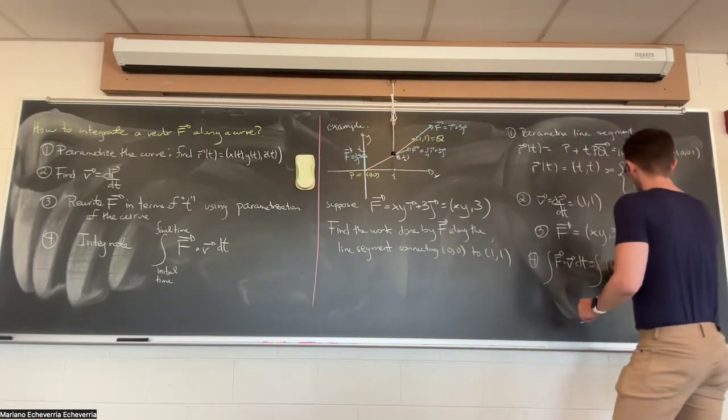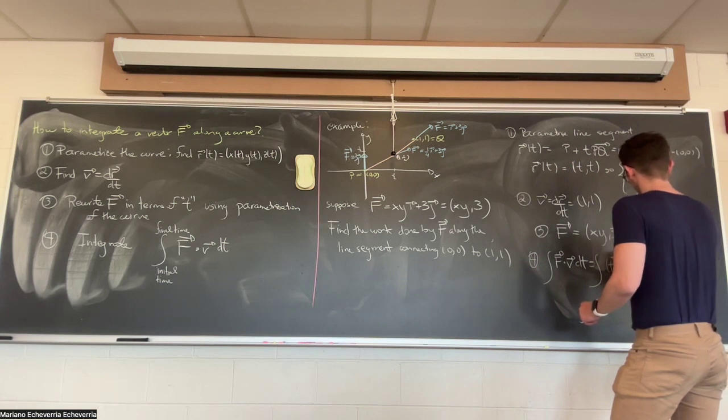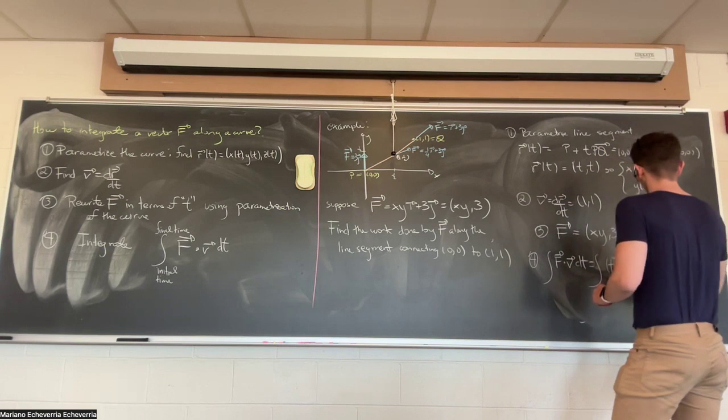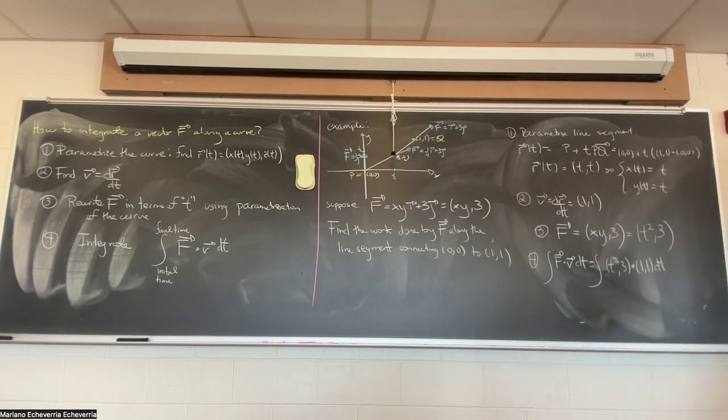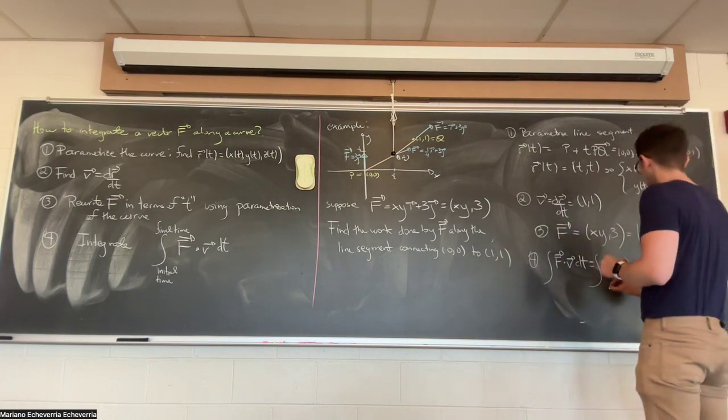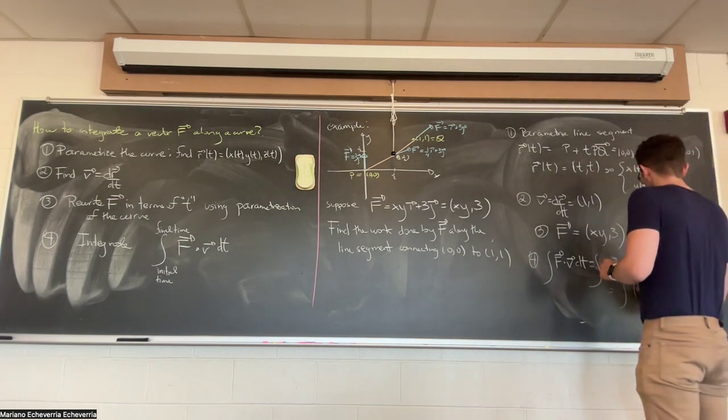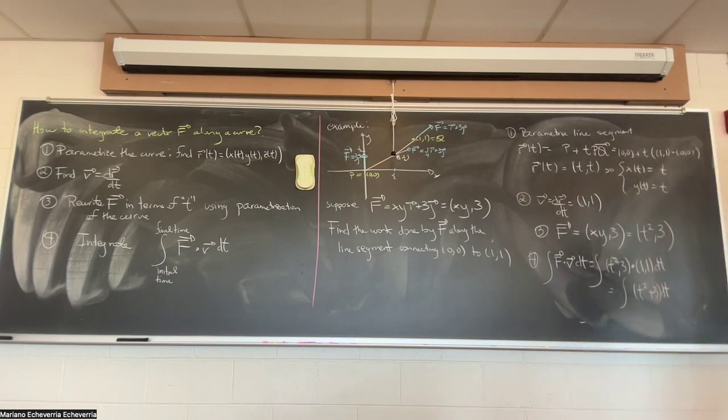which is t squared comma 3 dot v, which is 1 comma 1, dt. You should do the dot product before integrating; there's no other way to do this. You are going to integrate t squared plus 3 dt. And you do need to give bounds to this integral.